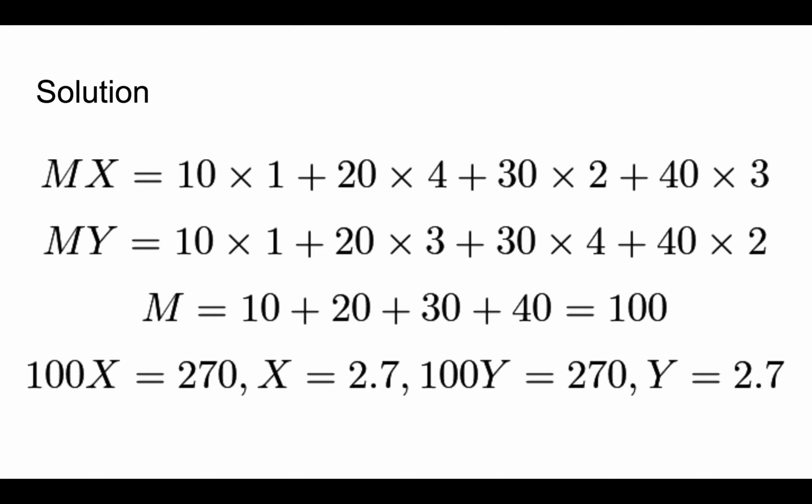So plugging into the formula from earlier, we get that big M times big X, where big X is the x position of the center of mass, is 10 times 1 plus 20 times 4 plus 30 times 2 plus 40 times 3. Those are the x positions of each of the masses, weighted by each mass. And then big M times Y is equal to 10 times 1 plus 20 times 3 plus 30 times 4 plus 40 times 2. And big M is equal to 10 plus 20 plus 30 plus 40, that's 100. And so 100X is equal to 270, so X is equal to 2.7, and the same for Y. So that's where our center of mass is.